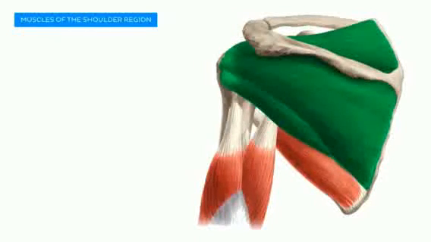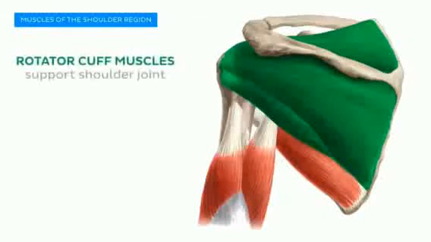Now, if we remove the large deltoid muscle like this, we can get a better view of the muscles lying deep to it. There are 5 muscles here for us to consider, 4 of which belong to what's known as the famous rotator cuff, which if you've ever had a shoulder injury, you probably know all about it.